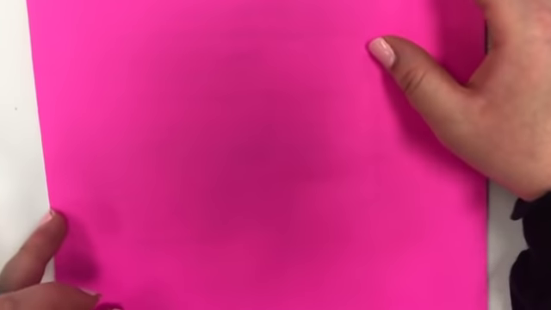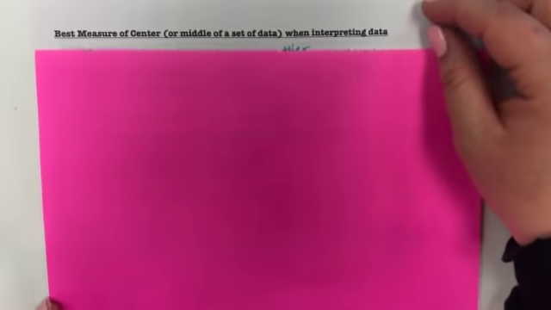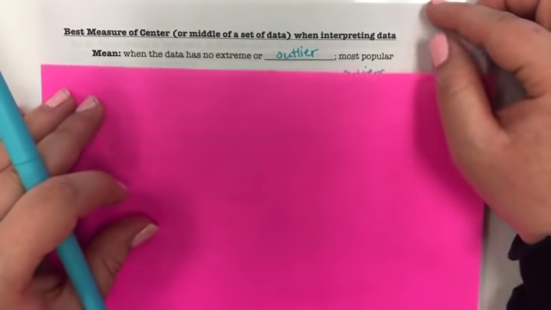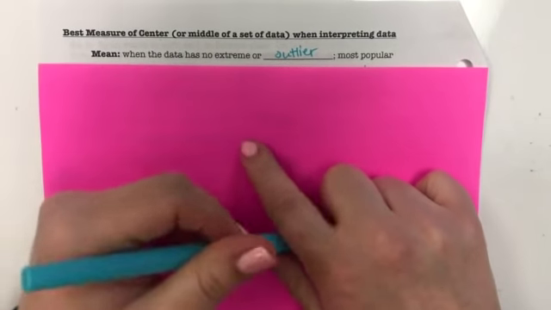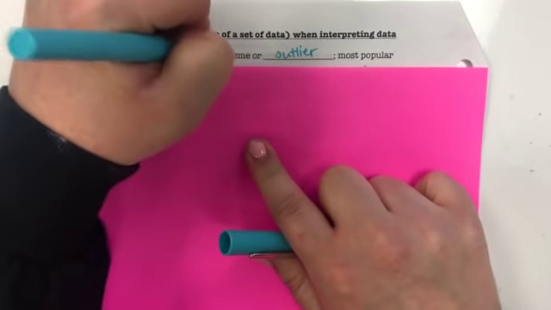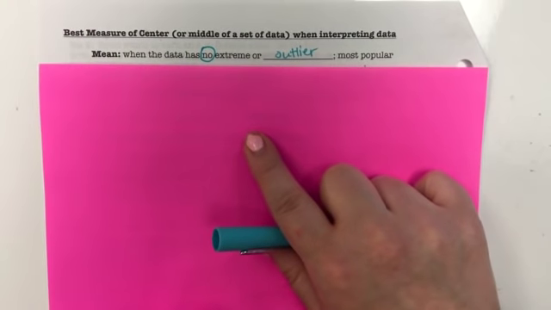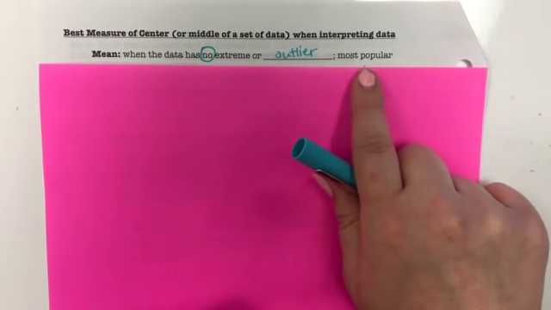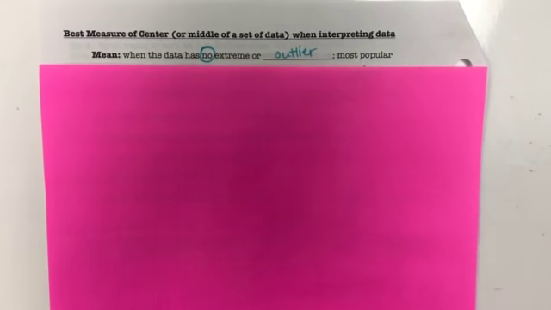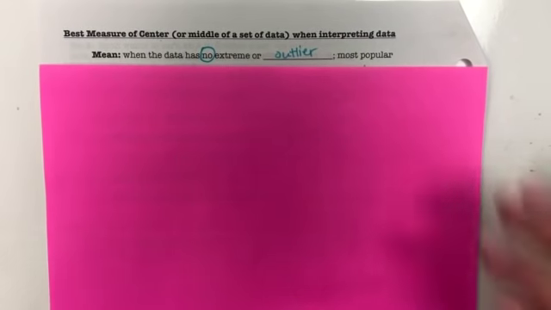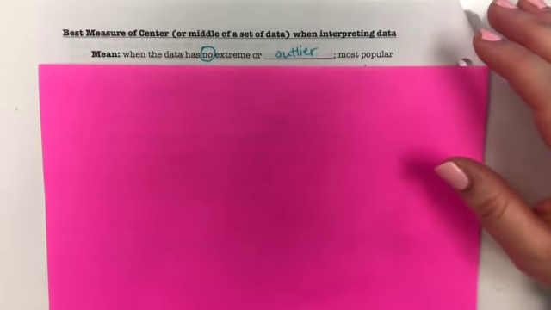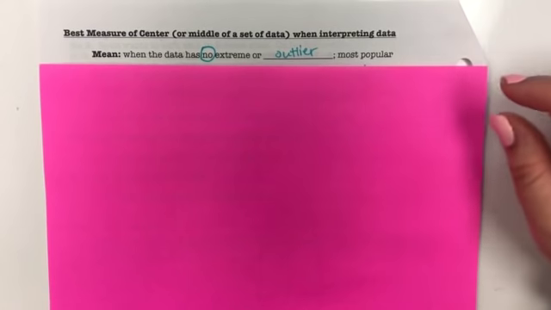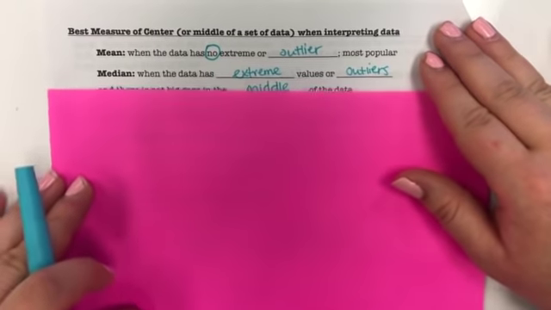So to find the best measure of center, we need to keep a couple components in mind. For mean, we're going to use the mean as the best measure of center whenever the data has no extremes or outliers. Okay, this is what's most popular. So it's most popular to use the mean, and that's why we usually call the mean our average. And usually when you're hearing about sports statistics like batting averages and things like that, you're hearing that word average.